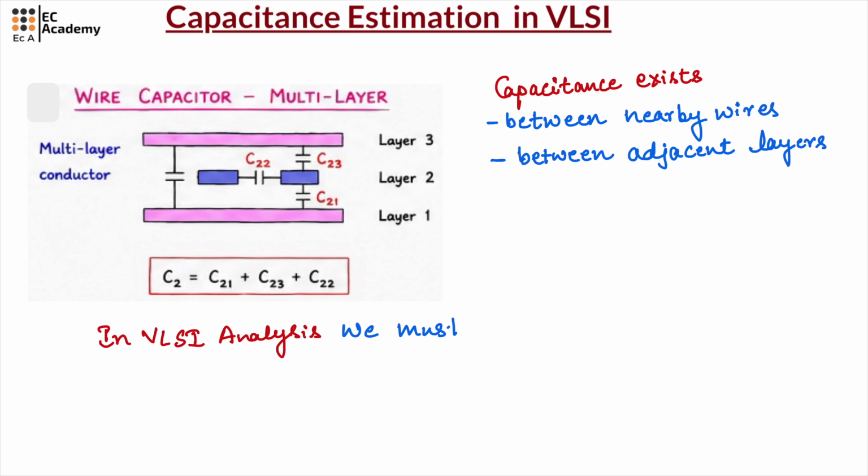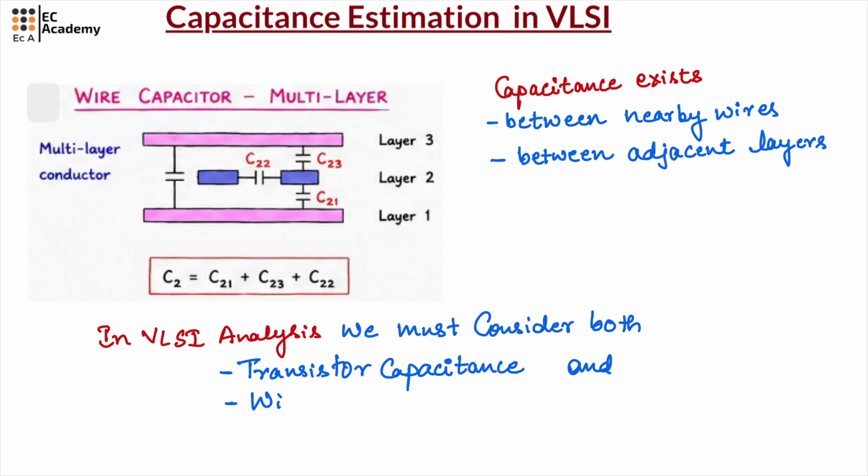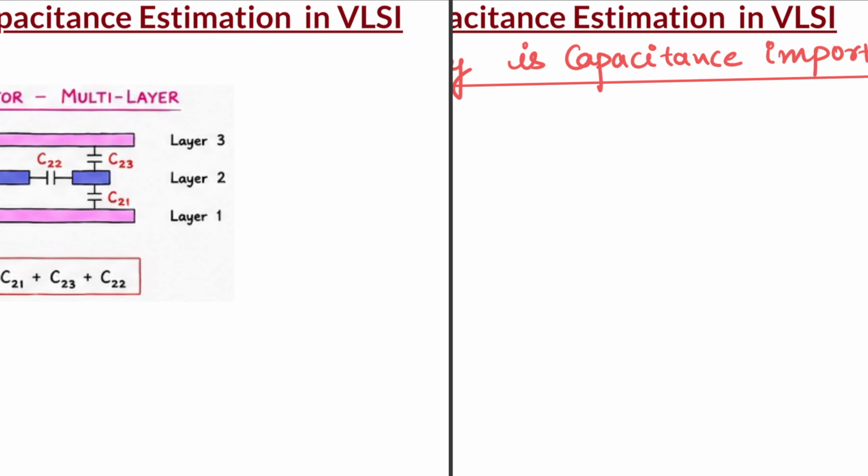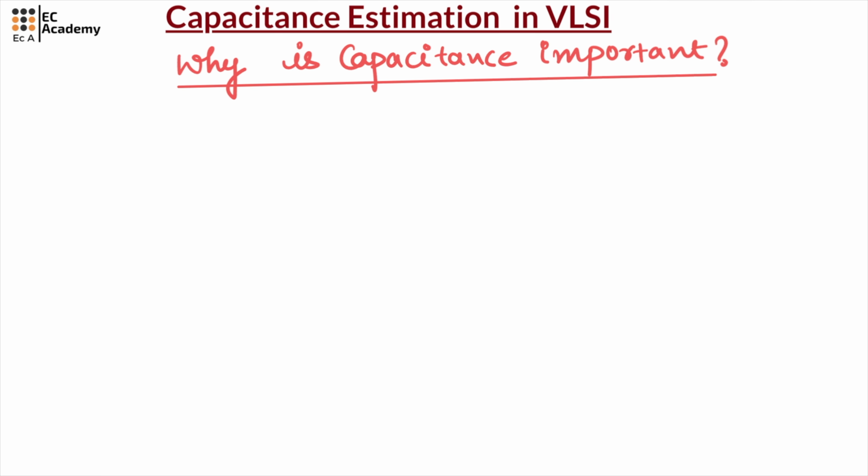So, in VLSI analysis, we must consider not only the transistor capacitance but also the interconnect or wire capacitance. This is very important when we estimate circuit delay. Till now we have studied different types of capacitance in a CMOS circuit. We studied gate capacitance, diffusion capacitance and wire capacitance.